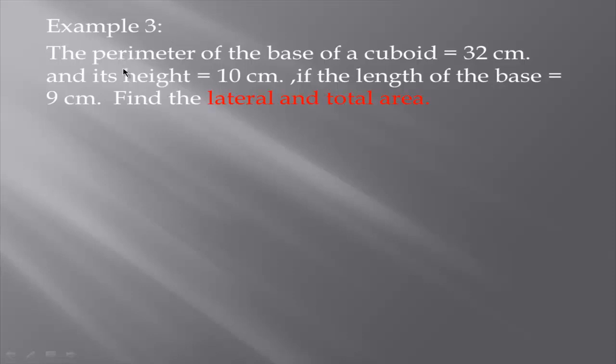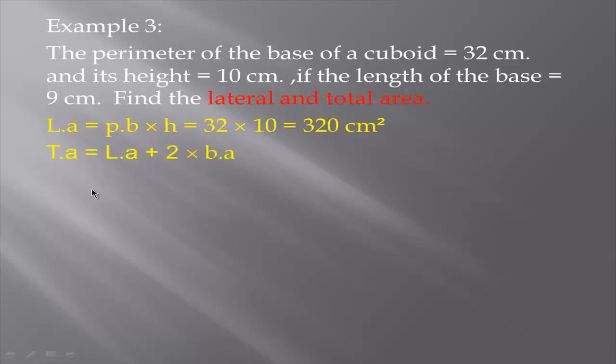Example number 3. The perimeter of the base of a cuboid equals 32 centimeters and its height equals 10 centimeters. If the length of the base equals 9 centimeters, find the lateral and total area. The lateral area will be the perimeter of the base by height. The perimeter of the base is given here, and the height also is given. So 32 by 10 equals 320 centimeters square.